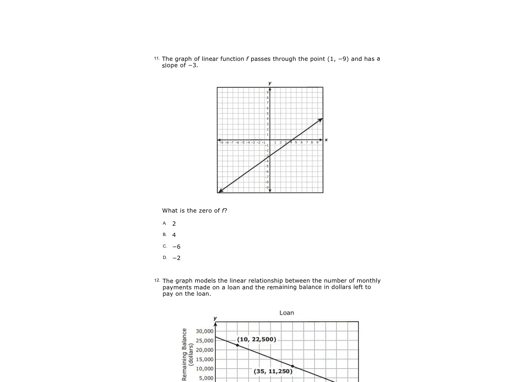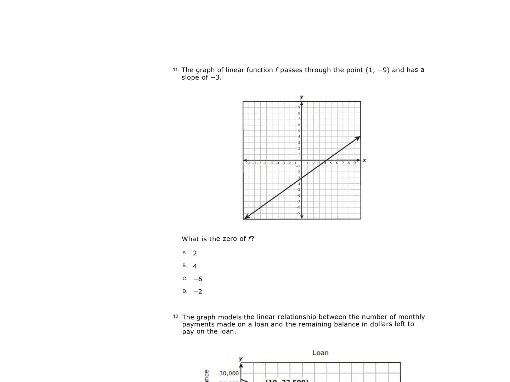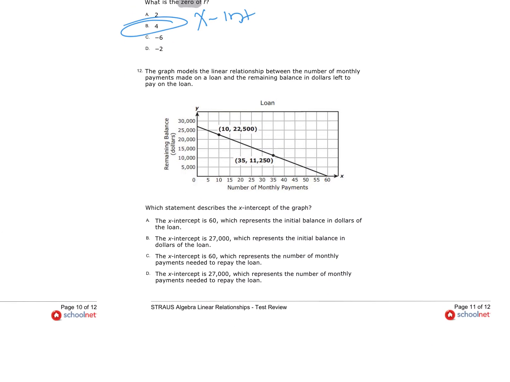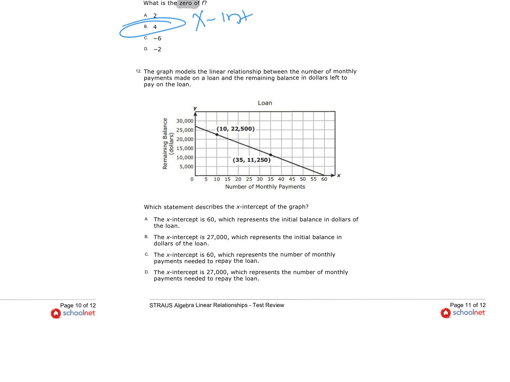Looking at number 11, the graph is already there. It goes through the point 1, negative 9, and has a slope of negative 3. It's asking me, what is the 0? Here, all I wanted to know is, do you know what 0 means? Well, 0 is another name for x-intercept. So the x-intercept is where this crosses. What is the x-intercept here? 4 it is.